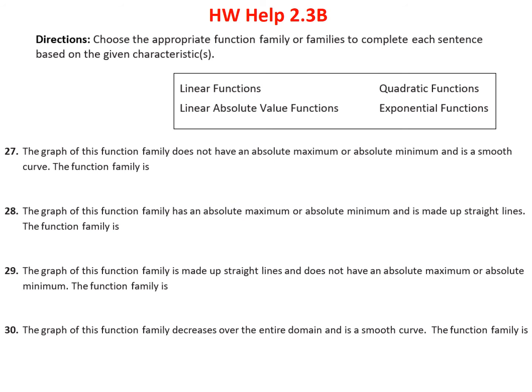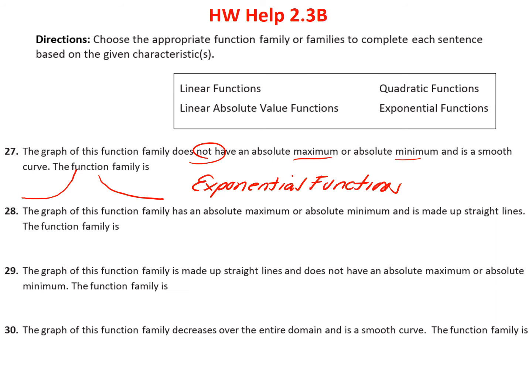27 says the graph of this function does not have a maximum or minimum and is a smooth curve. So in this case, there's a possibility. It has a smooth curve, so we can count out a line. There are two possibilities here. One is an exponential that goes this way. The other is an exponential that goes this way, decreasing. Both of them are exponential functions. A line doesn't have a maximum or minimum either, but a line's not a curve, so that's why a line doesn't work here, only exponential.